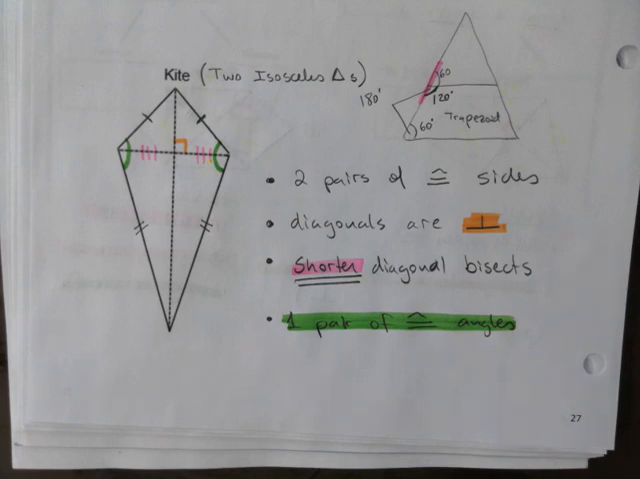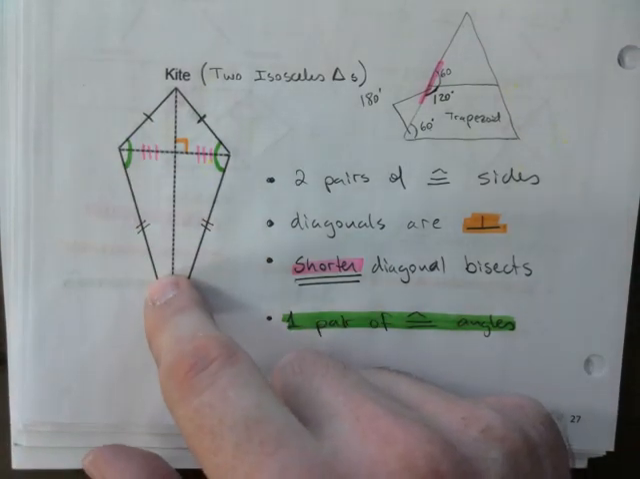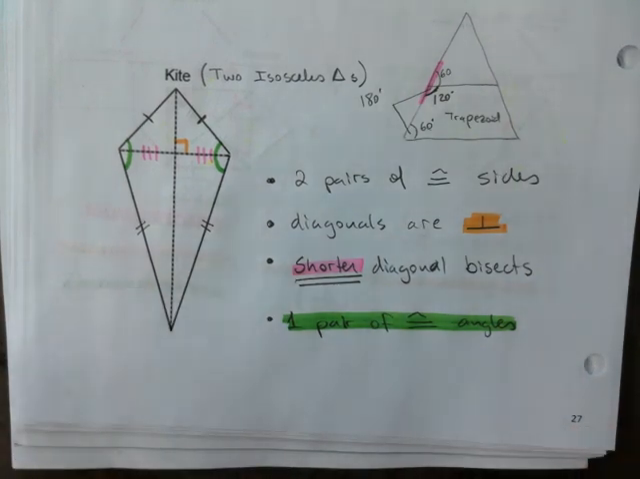Remember, the sum, listen carefully, the sum of all interior angles is always 360. Remember that for all four-sided shapes. It doesn't matter which one you're working with, it's always 360 for all of them. Okay, and that is it for all the properties.